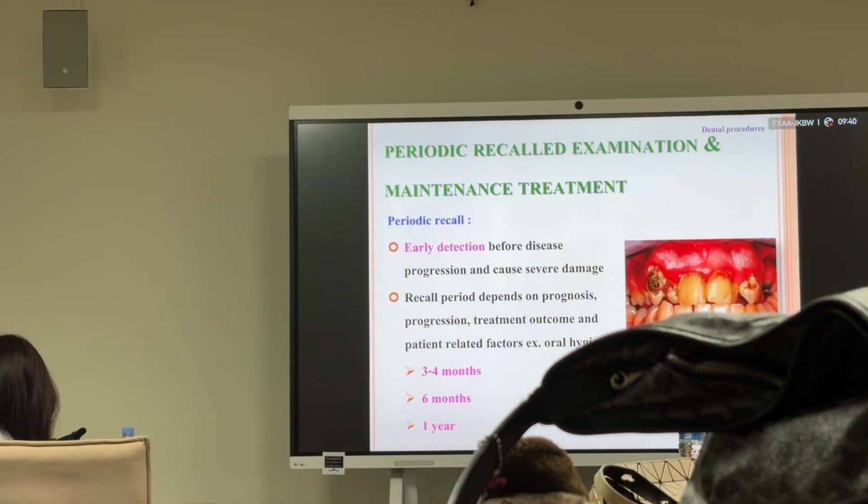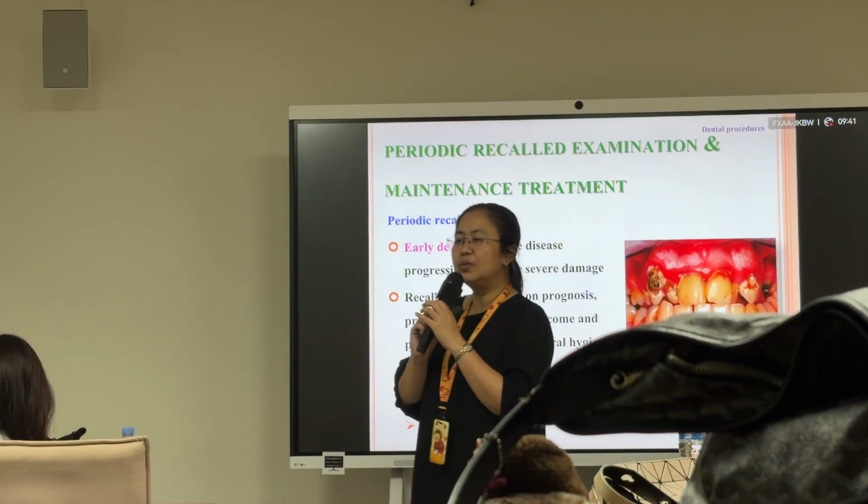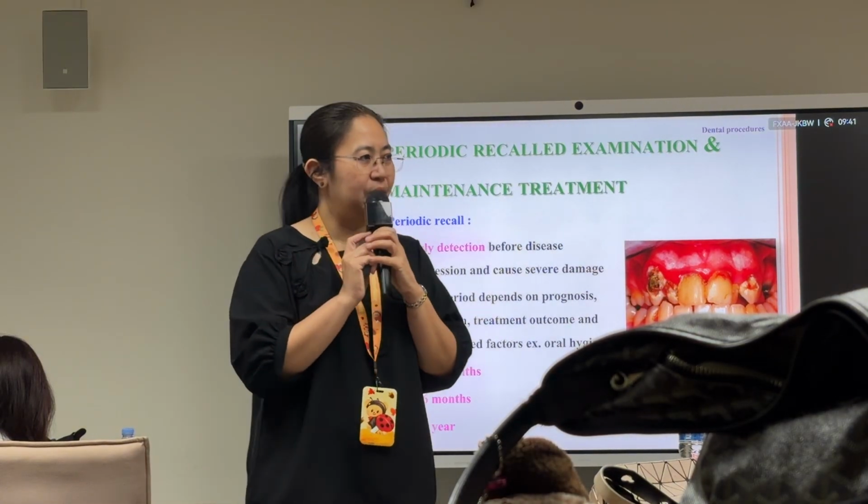Next one, periodic recall. After you treat, you need to plan about recall. Early detection is important because you can detect before disease progression and severe damage. And the recall period depends on the prognosis, progression, treatment outcome, and patient-related factors. For example, oral hygiene. You can design recall about 3 or 4 months, or 6 months, or 1 year. It depends. Okay, for this picture, what should you plan for the recall?